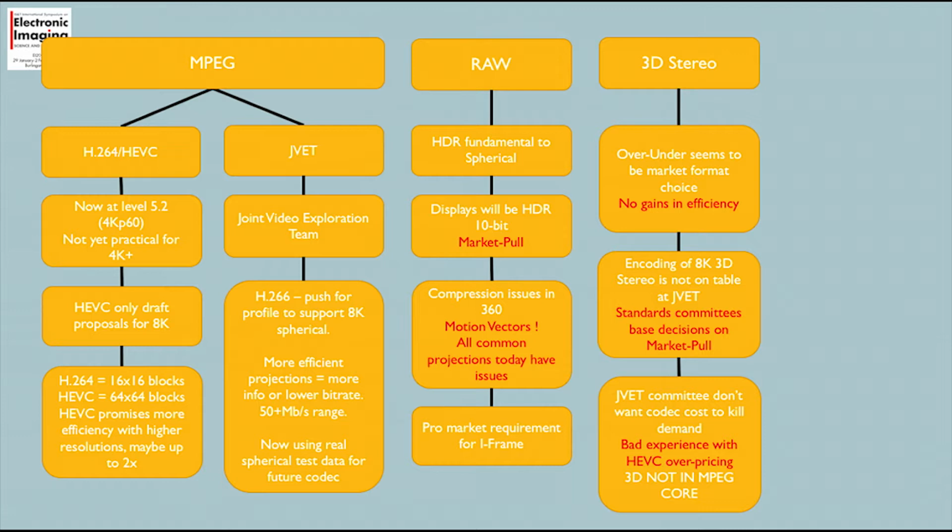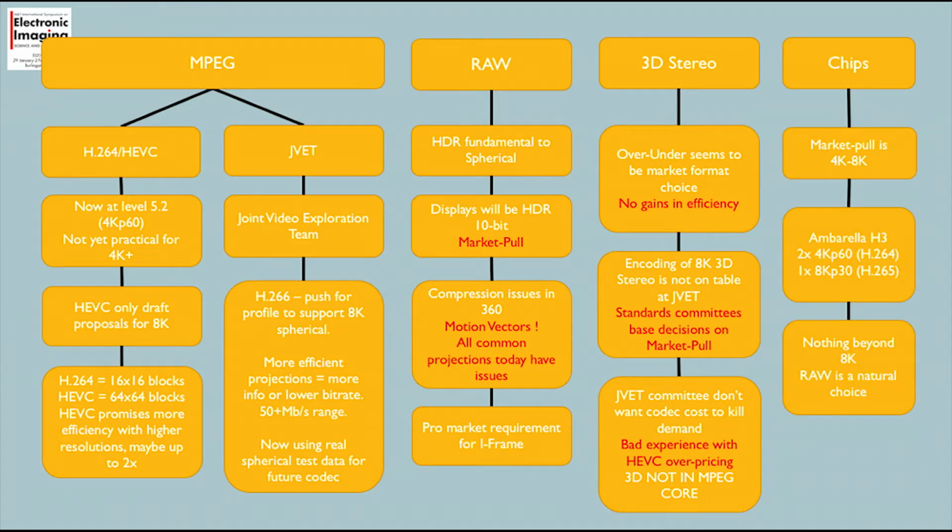So 3D stereo. So over-under, I see everything now mostly comes through as over-under, like the Odyssey stuff from Google is over-under. Interestingly enough, encoding at 8K is not yet on the table as a standard. So the MPEG committees are being driven by looking at where the market pull is. We don't want to load a standard unnecessarily with something that isn't going to be a big market. So they're hedging their bets at the minute. They're saying we're not sure about spherical stereo stuff.